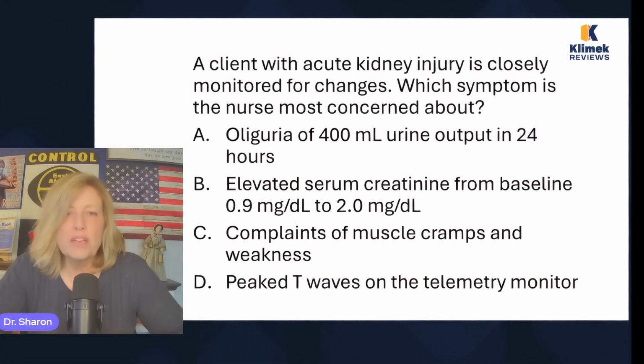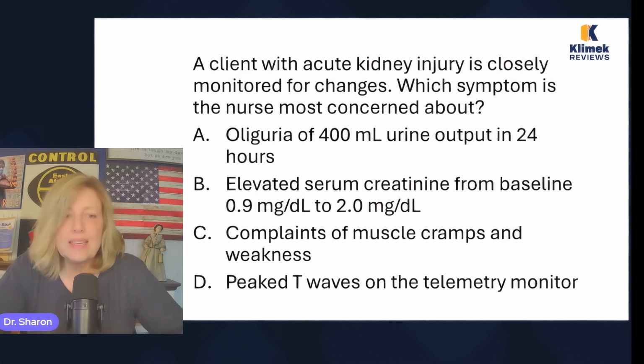All right. So I'm looking for the unexpected finding. So if they're in acute renal failure, I would expect their urine output to be low. So A is expected, and I would expect their creatinine to go up. That's what acute kidney injury essentially is. Complaints of muscle cramps and weakness. So that bothers me a little bit because it's usually associated with an electrolyte imbalance. Peaked T waves on the telemetry monitor. So that definitely is associated with elevated potassium, right? Hyperkalemia can cause peaked T waves.